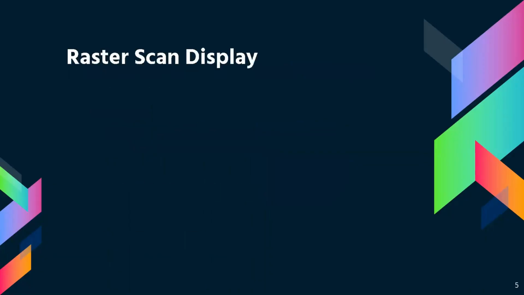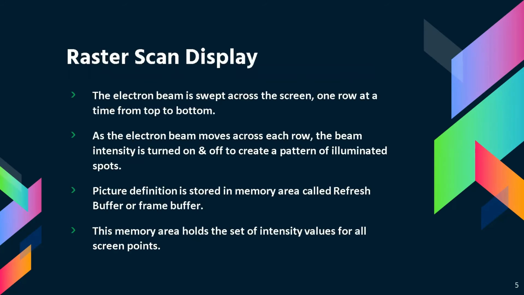So let us discuss raster scan display. In raster scan display, what happens? I have written all the points here. The electron beam is swept across the screen one row at a time from top to bottom. So if I consider a screen, the electron beam will start from the top. It will start going through each row one by one.